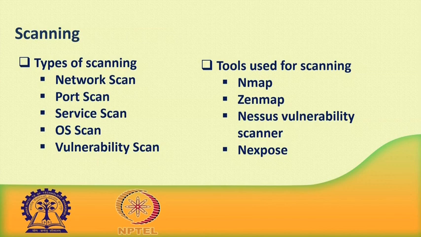Network scan basically detects the live hosts on the network. Port scan detects the open ports on the host. Version or service scan detects the software and the version of the respective service running on any particular port. OS scan detects the operating system. Vulnerability scan checks computers, systems, networks, or applications for weaknesses.